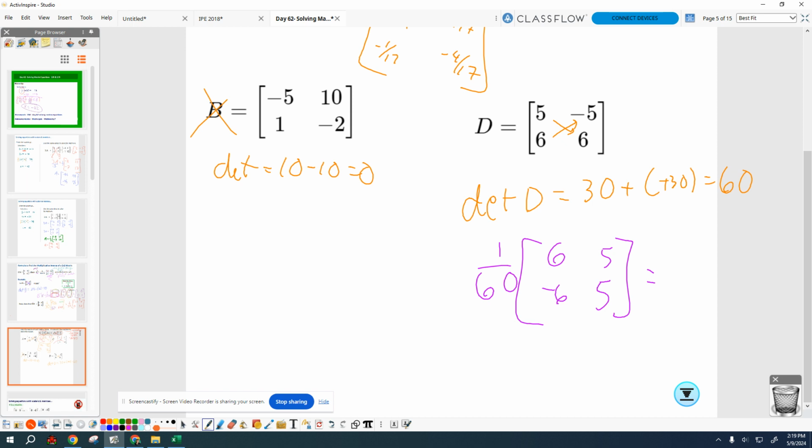And if we had to type it in, Erin, what would we be typing into Desmos, because it doesn't give me the 1/60 outside? 6/60. 5/60. 30/60. And then we vote.